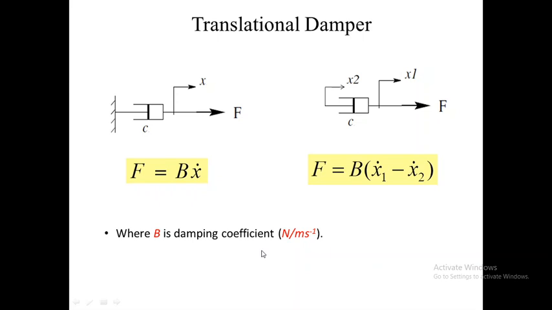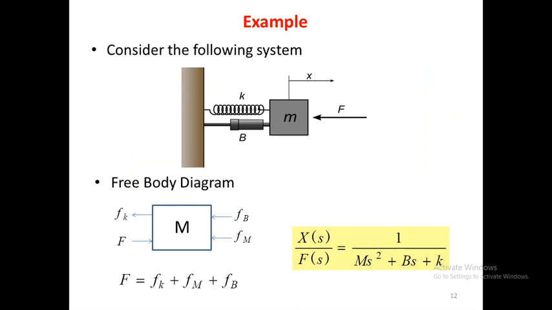Now let us see one example of how the mathematical modeling of a mechanical system can be obtained. Now look at the figure. There is a mass, there is a spring, and there is a damper. x is the displacement in this direction, and force is applied at the mass.